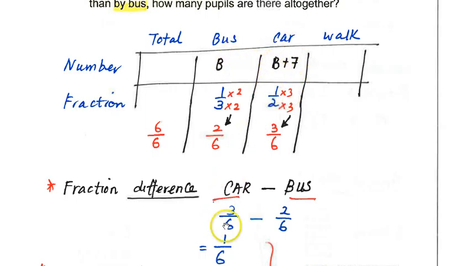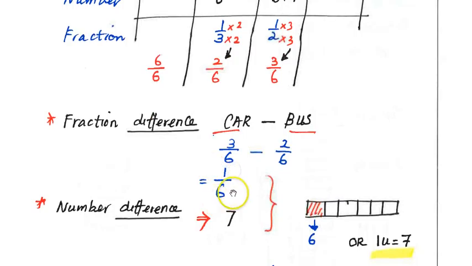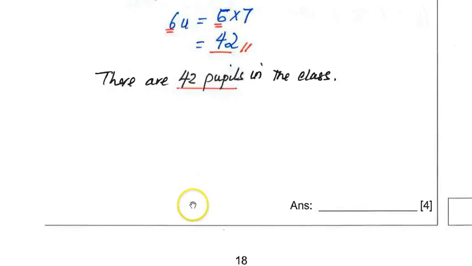So you relate 1 unit to 7. 1 unit is 7. All right, not 6 over here. 1 unit is 7. Okay, hope you understand. If any problem, please come and find me.